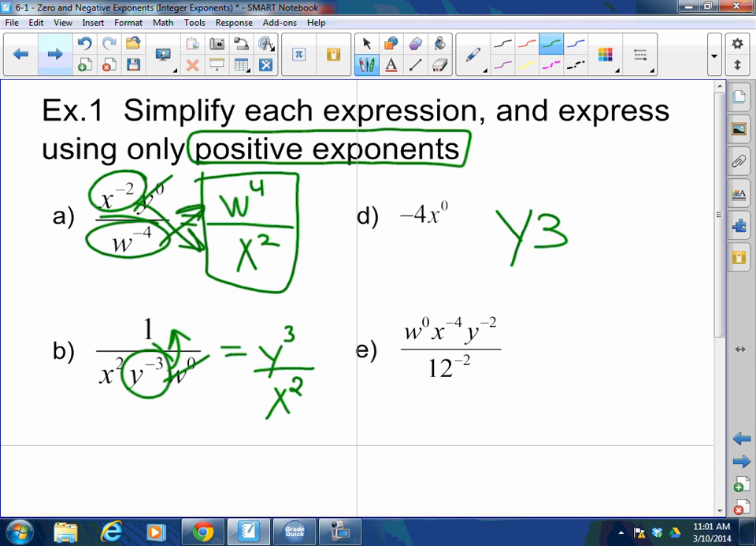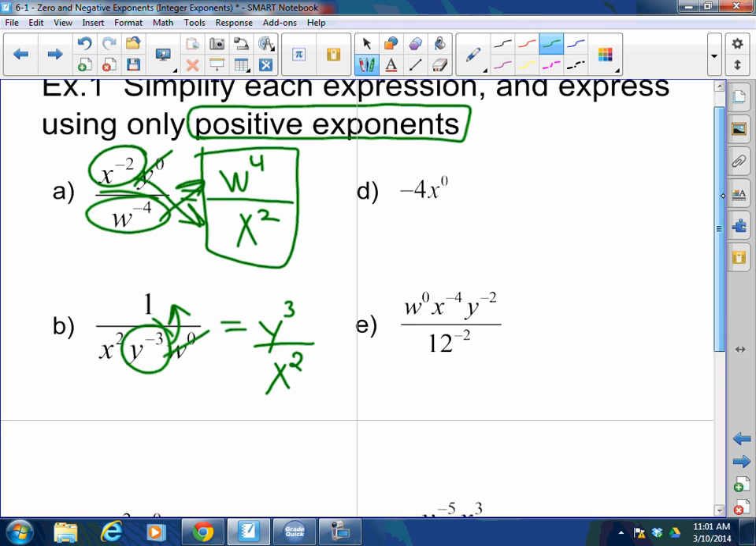y3 is that? You have to tell me to the 3rd power, or cubed, please. Well, what's 1 times y cubed? 1 times anything is itself. Thank you so very much, sir. May I continue? Okay.